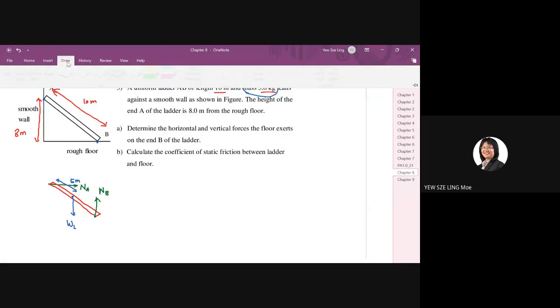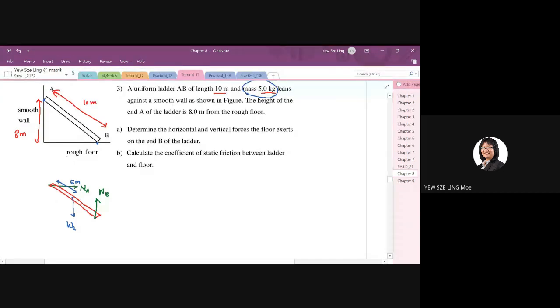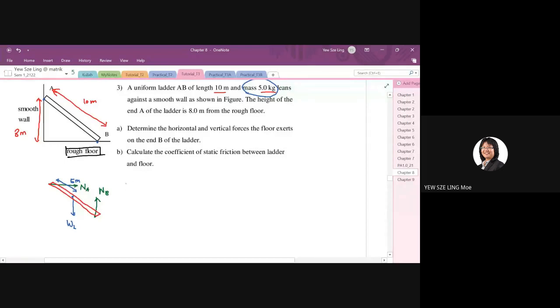But if you look at the diagram once again, it tells you have a rough floor. Okay, rough floor means that there is a frictional force. But what is the direction of the frictional force? Now, try to ask yourself, if you just leave the ladder leaning on the wall, and both surfaces, both the wall and the floor, are smooth, what is going to happen to this ladder? It will slip down to the right-hand side. So that is the nature of this ladder if the wall and the floor, both of them, are smooth.